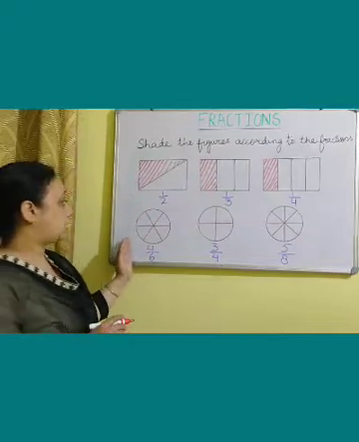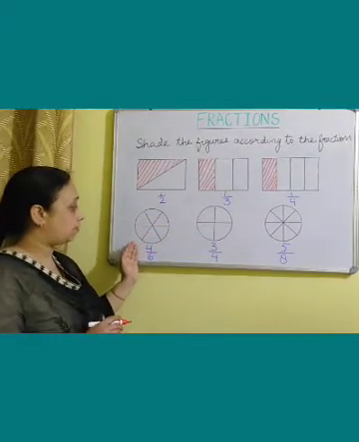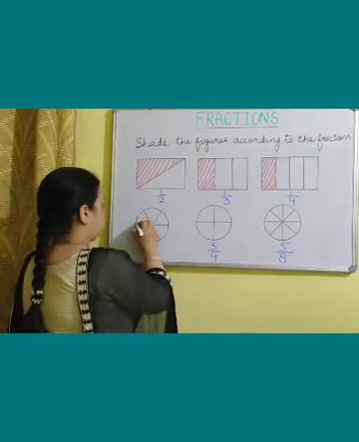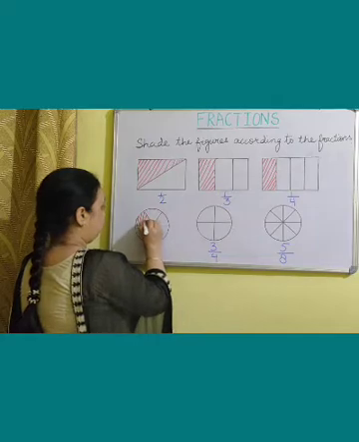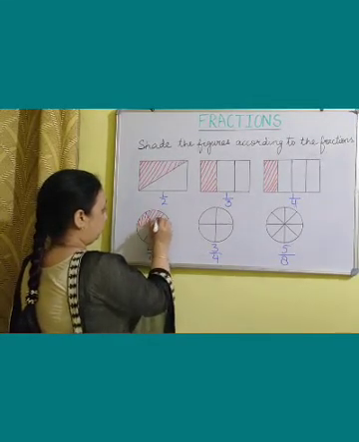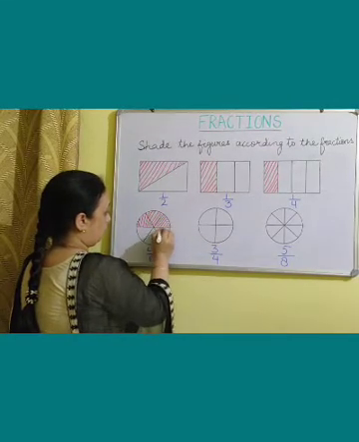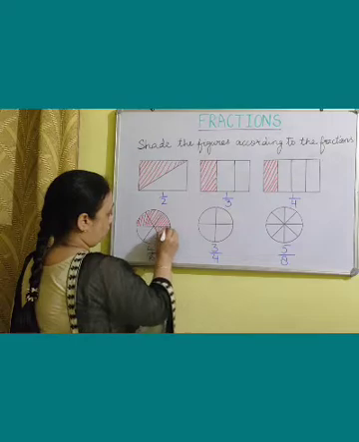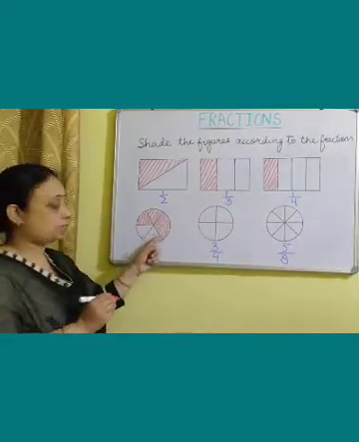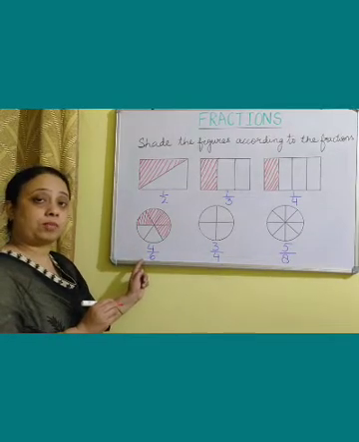Here the figure is divided into 6 equal parts and how many parts you have to shade? 4 parts out of these 6 parts. So 1 part here, 2, 3 and 4. So you have shaded 1, 2, 3 and 4 parts and how many are remaining? 2 are remaining. So the fraction here is 4 upon 6.